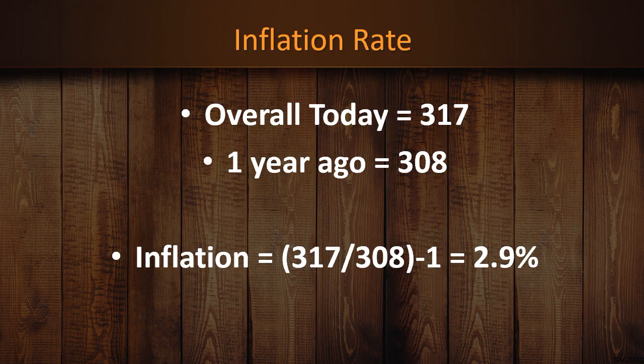So overall today, the Consumer Price Index is 317. That means that prices are a little over 3 times higher than they were in 1983. That's really good for a long period of time in American history. That's really low inflation. A year ago, it was 308. So what was inflation last year? It was 317 divided by 308 minus 1, which is 2.9%. Okay? So inflation last year was pretty good, not great. The Federal Reserve wants it to be below 2, and it's 2.9. But it's a lot better than it was not that long ago. Okay?